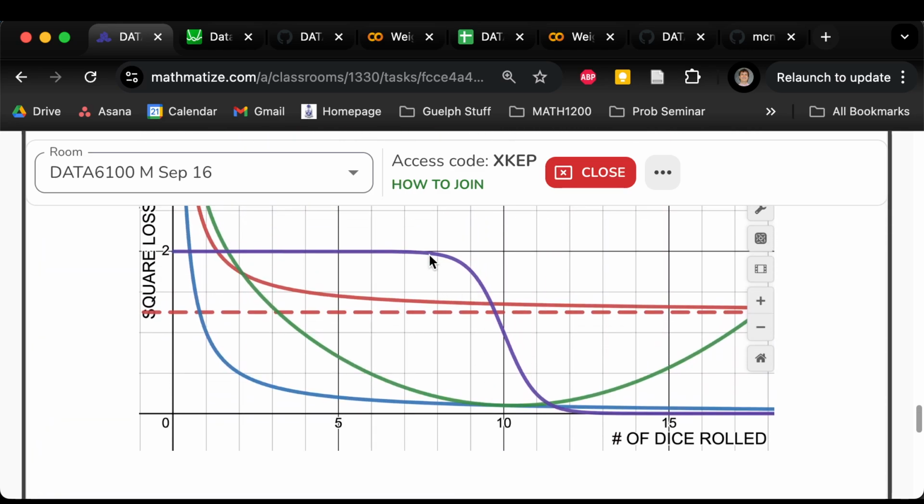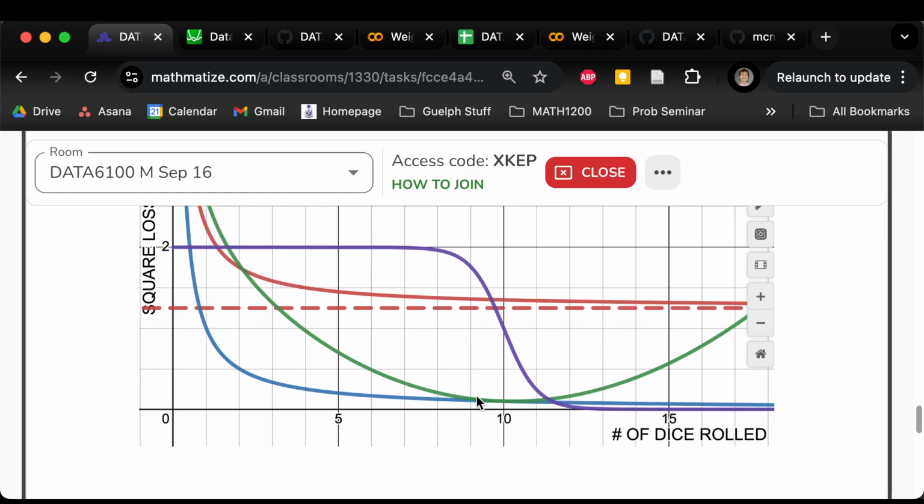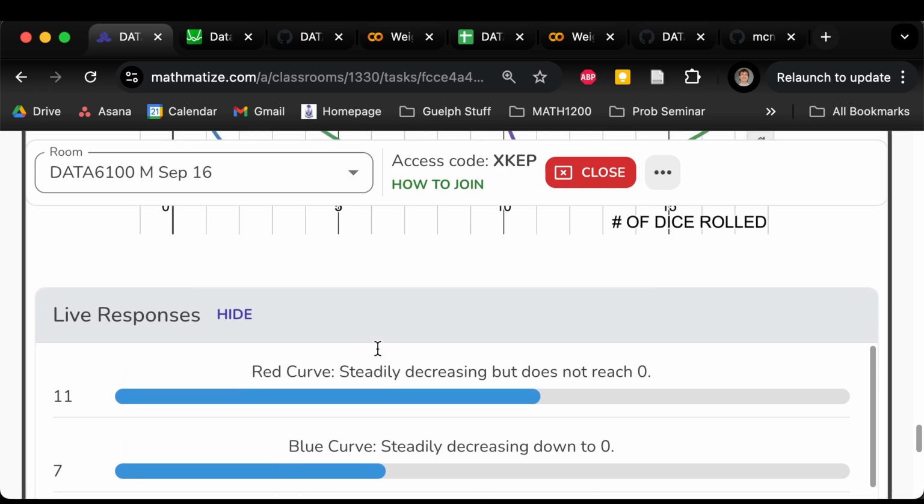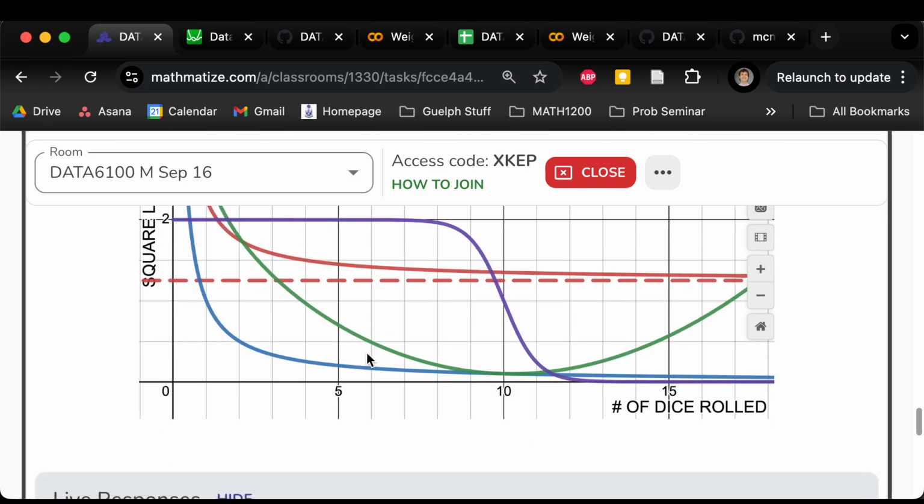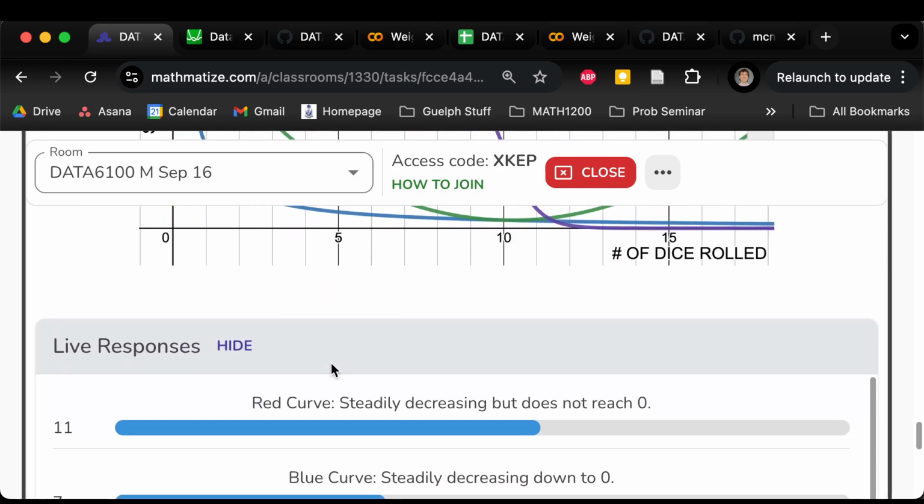Okay, purple happens in other types of problems. Purple is called a threshold phenomenon, where there's a critical value and then you cross it. You guys figured out that in this case, it is not the purple one. So purple is like other problems, not this one.